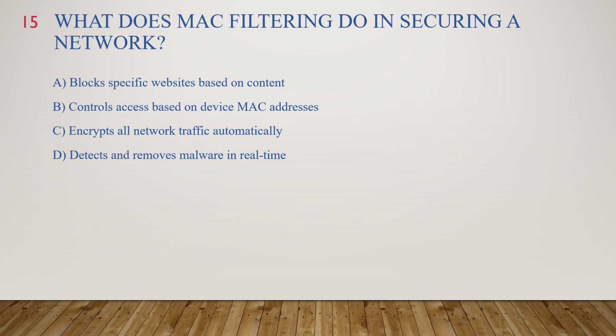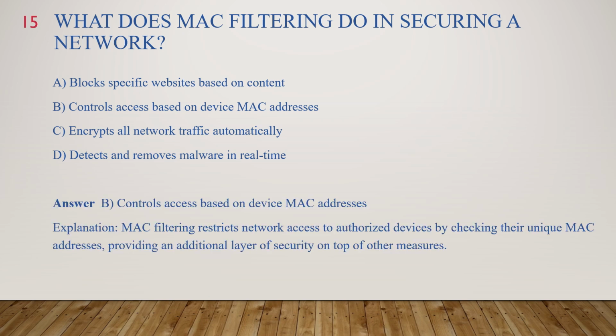Question number 15. What does MAC filtering do in securing a network? A. Blocks specific websites based on content. B. Controls access based on device MAC addresses. C. Encrypts all network traffic automatically. D. Detects and removes malware in real time. While MAC filtering offers some security benefits, its primary function is B. Controls access based on device MAC addresses.